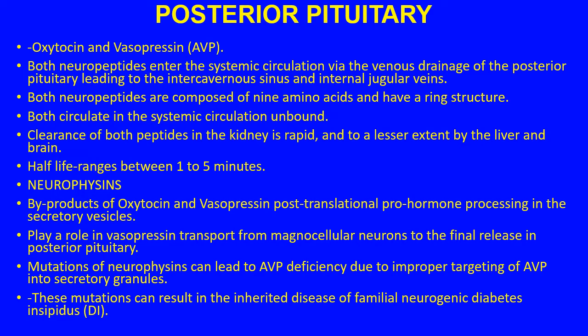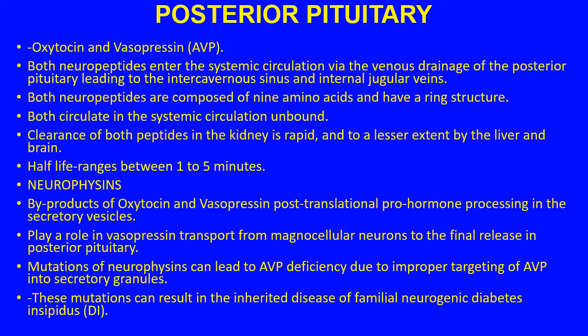What that basically means is that there may be some mutations of the neurophysins. And so what happens is that this arginine vasopressin, ADH, antidiuretic hormone, however you want to label it, is going to end up deficient. And this is due in part to the improper targeting of AVP into specific secretory granules. We'll discuss more about AVP deficiency disorders later on.